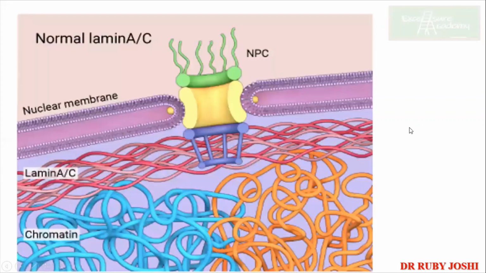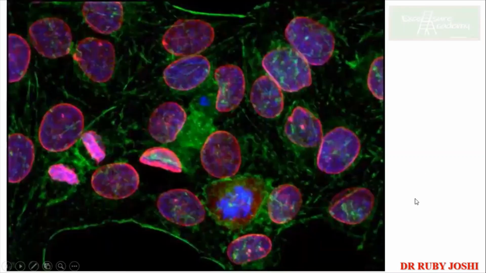Now, where is your lamina? Lamins are over here. This is your NPC. Just below the nuclear membrane, you have got the lamins present. Can you see these red colored things? They have shown that these are your lamins, and below that you have got your chromatin, which is right now not condensed. Now, can anyone tell me which color is indicating the lamins?